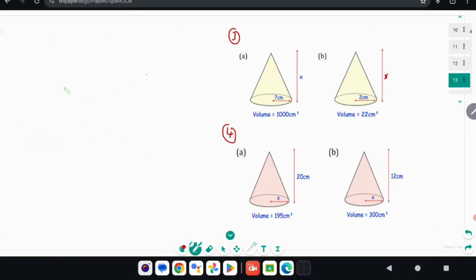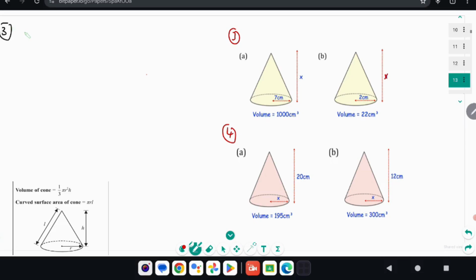So these will be more reversing calculations, which you need to be able to do to access the high level questions they have on the exam for this topic. So we know 1/3 times pi times 7 squared times x is equal to 1000. There are a few ways you can do this, but I'm going to times both sides by 3 first, which is opposite of 1/3, opposite of dividing by 3. And I'm going to work out 7 squared as well. So times the left hand side by 3, 1/3 disappears, 7 squared is 49. We have 49 pi times x is equal to 3000. And I'm going to divide both sides by 49 pi.